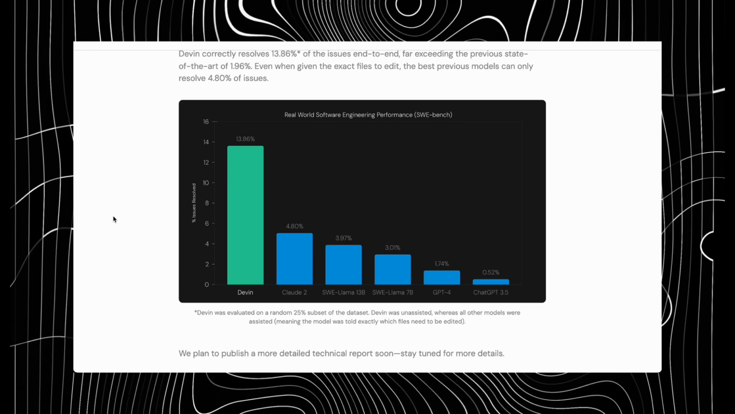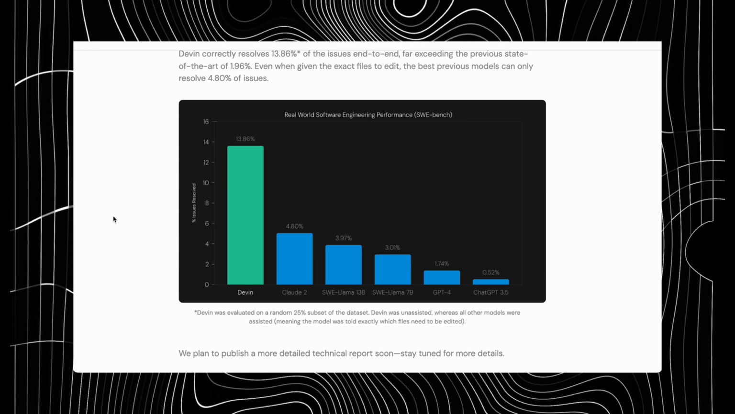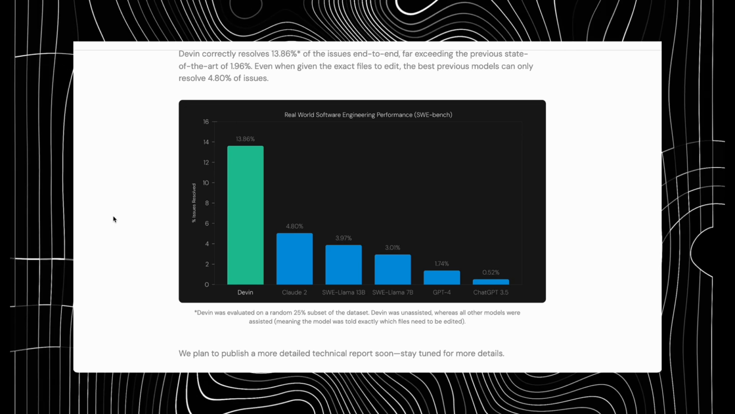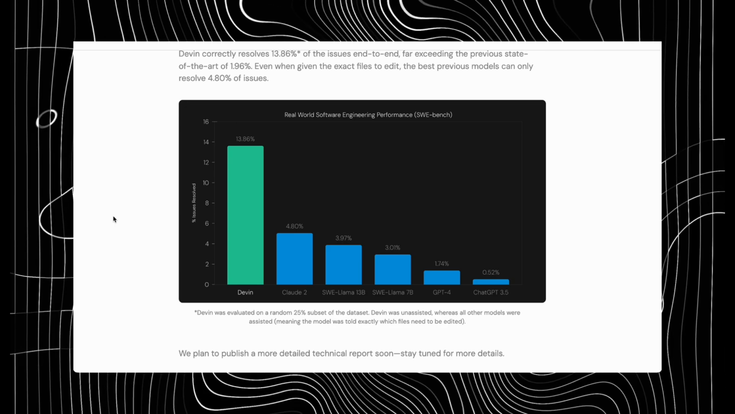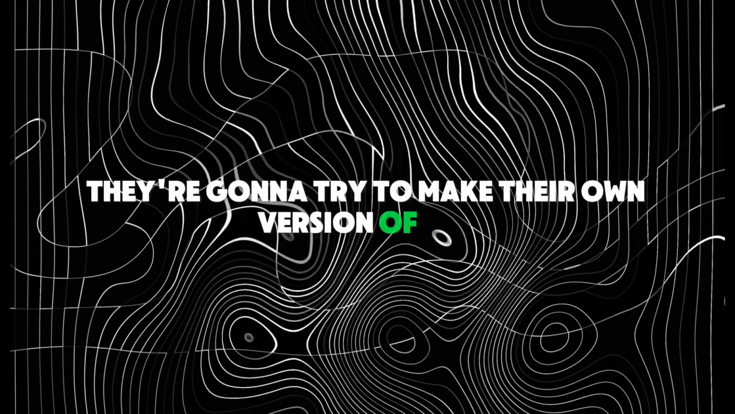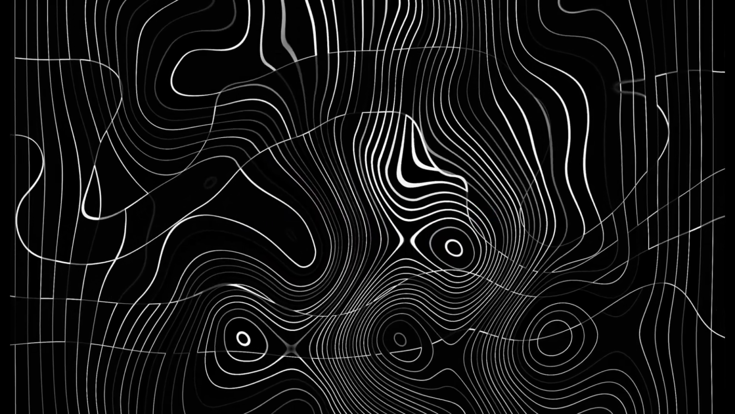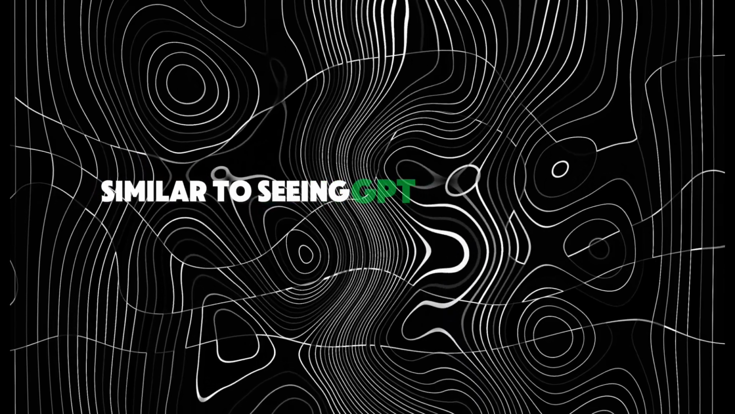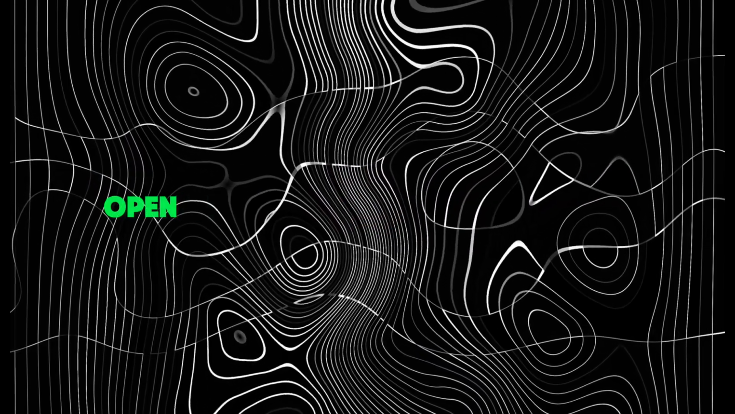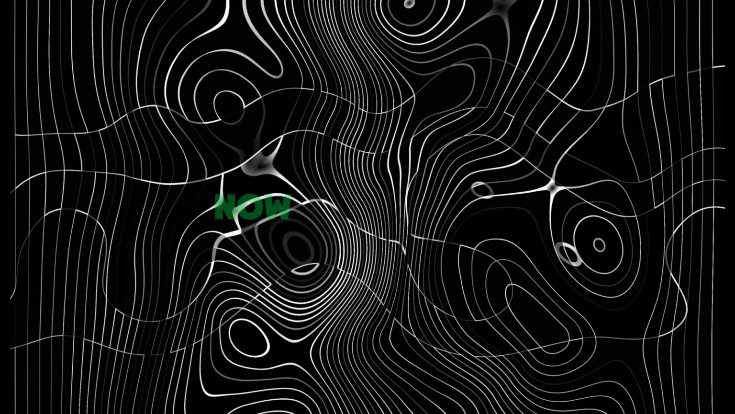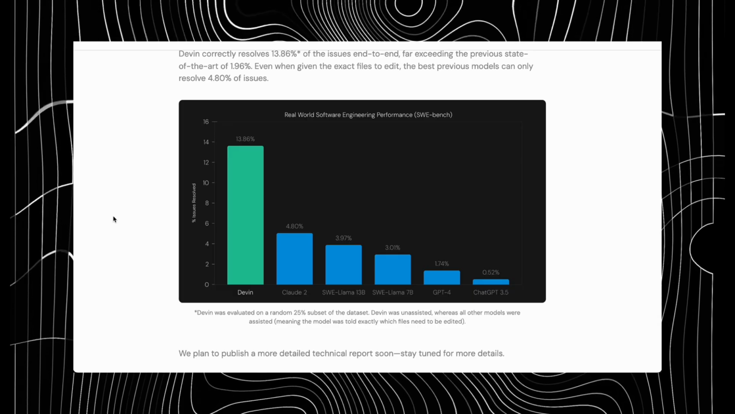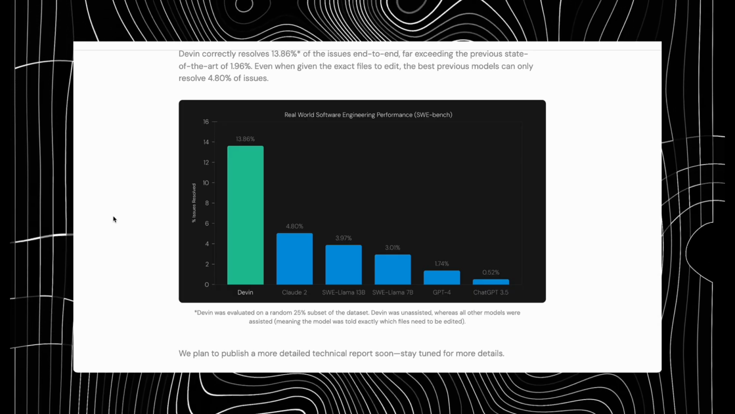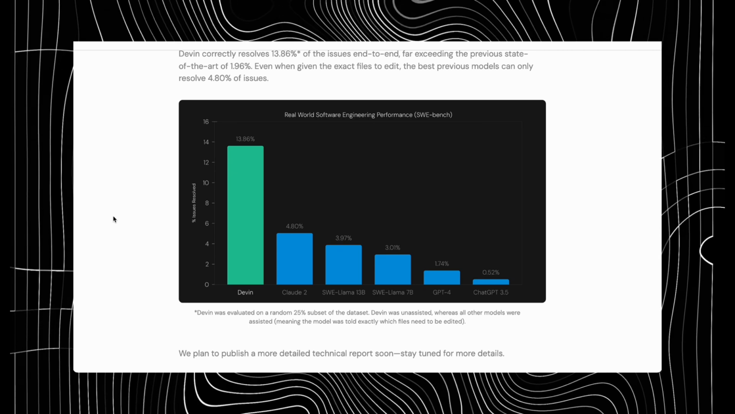But for just today, this is the breakthrough to start. I guarantee you there's going to be a thousand new competitors, startups that are going to try to make their own version of this so-called Devin AI. And maybe a few of them will make it out to the top, similar to seeing GPT being the first one, OpenAI. And then Google comes out, now we have Claude, and they're pretty much neck and neck in terms of the progress in their advancement of their tech.